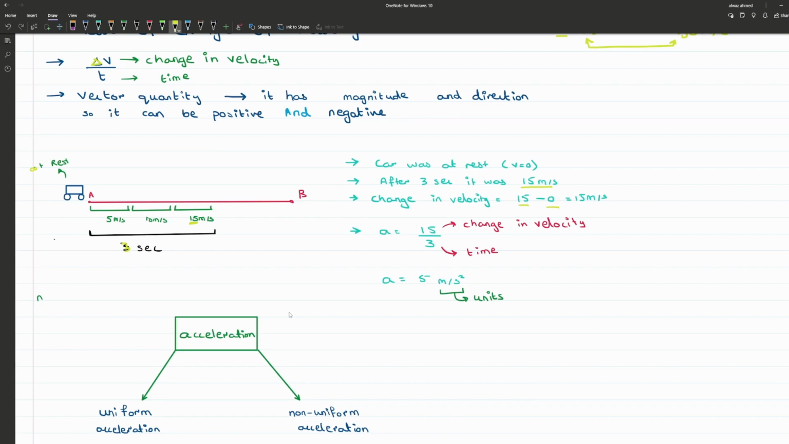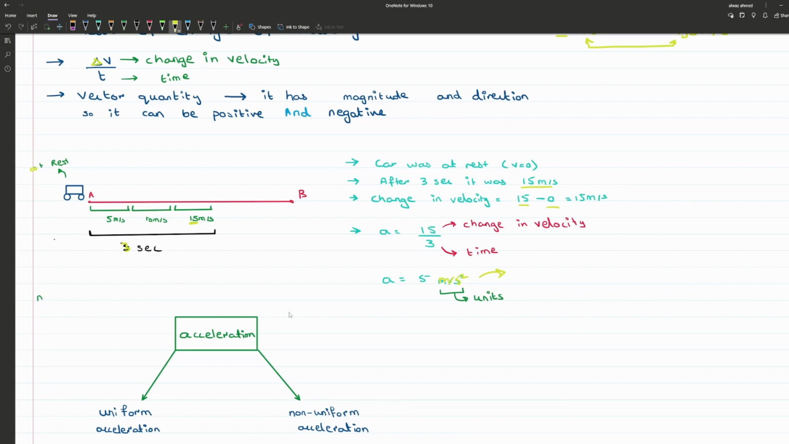And now we're going to calculate acceleration. As we know, the difference in velocity was 15, so we put it in the numerator and we divide it by the time taken, which was 3 seconds. So 15 divided by 3 is equal to 5 meters per second squared. Now this meters per second squared is the unit for acceleration.